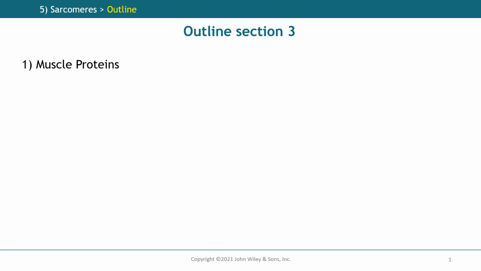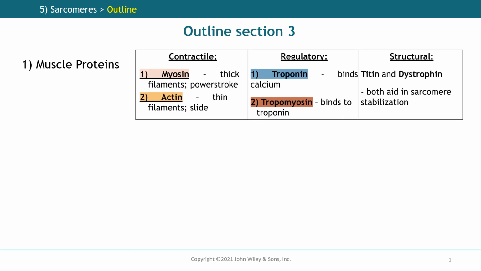In this third section, we are going to talk first about muscle proteins. And to talk about muscle proteins, we are going to talk about three types. The contractile, the most famous ones that you have here: actin and myosin. Then we are going to talk about the regulatory, the ones that regulate muscle contraction by affecting actin and myosin in different ways. And finally, the structural, the ones that make the proper alignment of the actin and myosin take place, and give the muscle some elasticity.